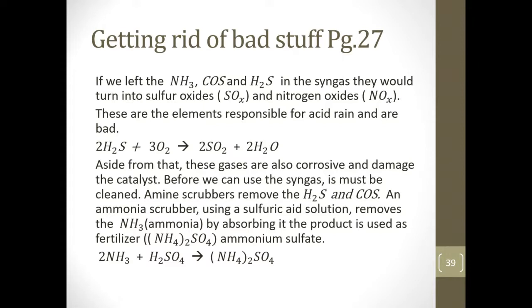An ammonia scrubber, a new machine which is using a sulfuric acid solution, removes the ammonia by absorbing it and using the remnants as fertilizer. Here's the reaction that goes along with that. I don't necessarily expect you to remember this, but just know that there are processes in order to get rid of the bad constituents in these fuels or hydrocarbons.